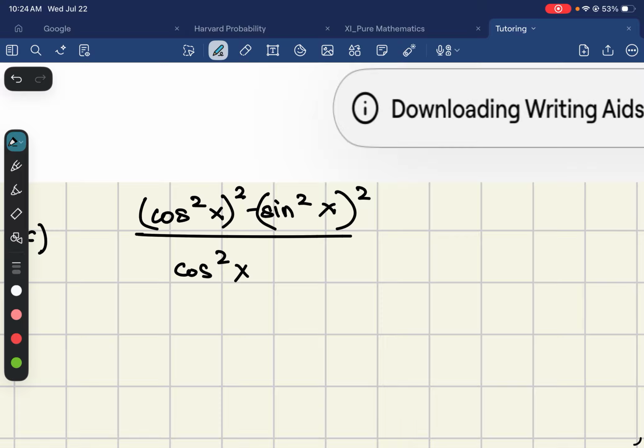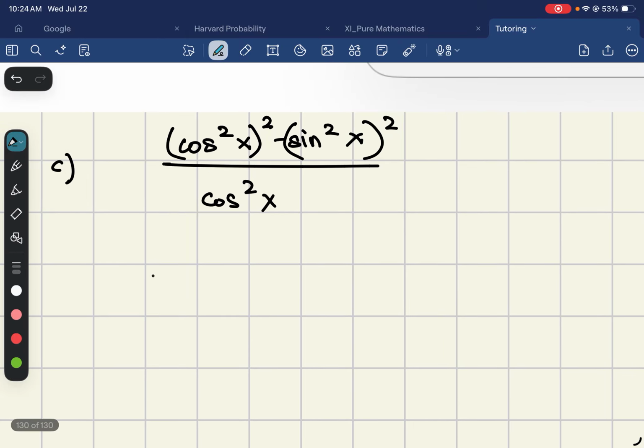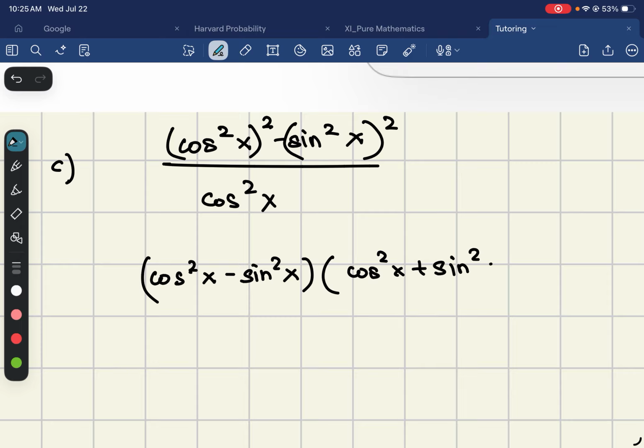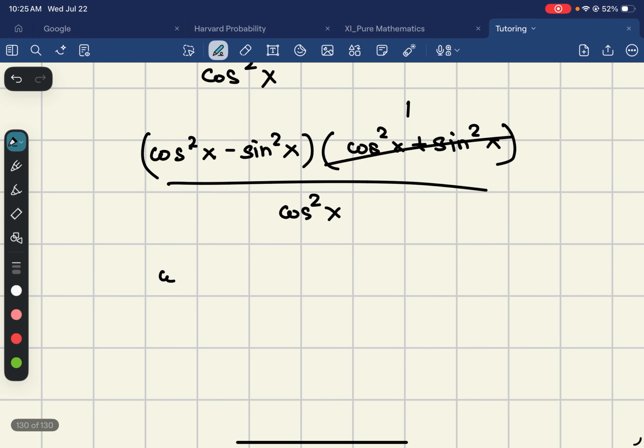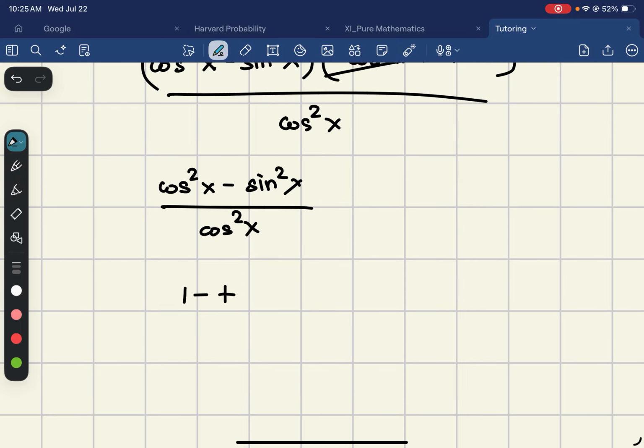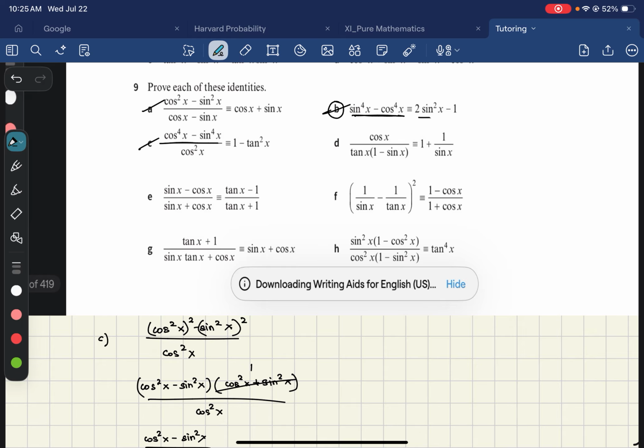Cos squared x squared is cos to the power of 4x, sine squared x squared is sine to the power of 4x. And I can use the difference of squares. So cos squared x minus sine squared x times cos squared x plus sine squared x, divided by cos squared x. This simplifies to 1, right? And now we just have cos squared x minus sine squared x divided by cos squared x. And this will simplify to 1 minus tan squared x. It's pretty obvious. All right, and that is what we needed. We're done with C.